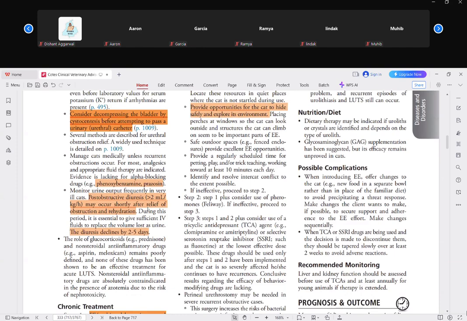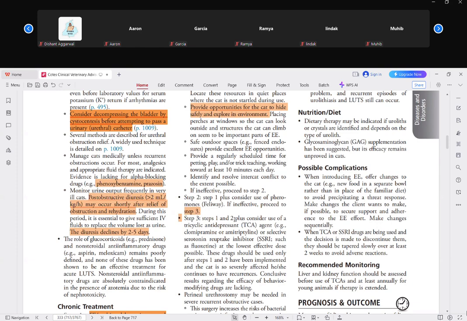Okay. And still it is ineffective. Then you go for the second step. Okay. The second step is using the pheromone, known as Feliway. So consider the use of pheromone in these animals. Okay. So just remember, if it is still ineffective, you need to go to step three. Right? So what is step three?